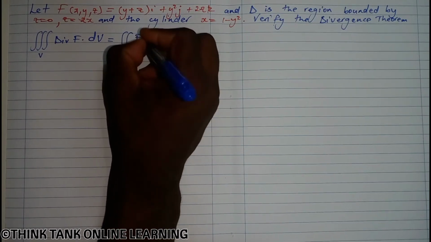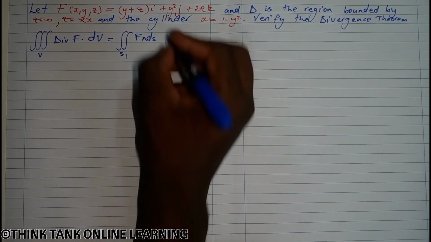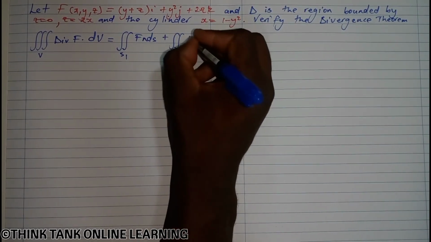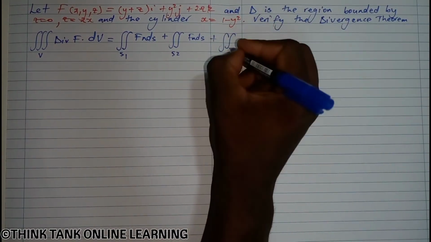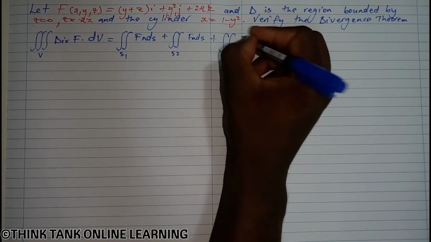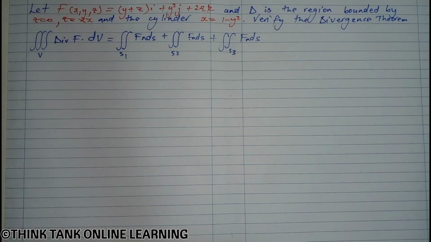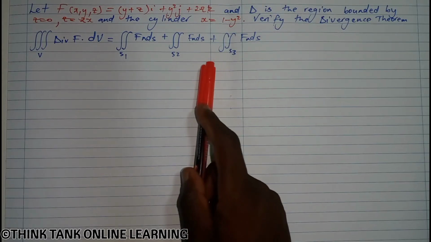So we have the integral of F dot n dS for the first surface, plus the integral over S2 of F dot n dS, plus the integral over S3 of F dot n dS. Obviously everyone would start with the easiest side, and I'm going to do the same. This one requires some time.